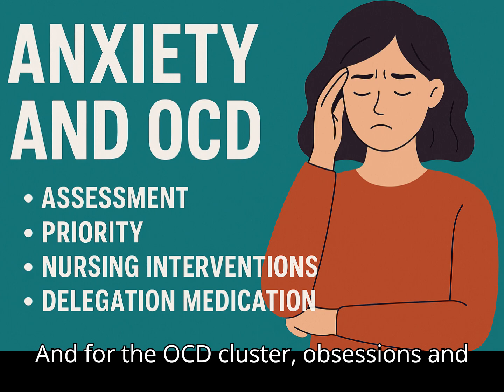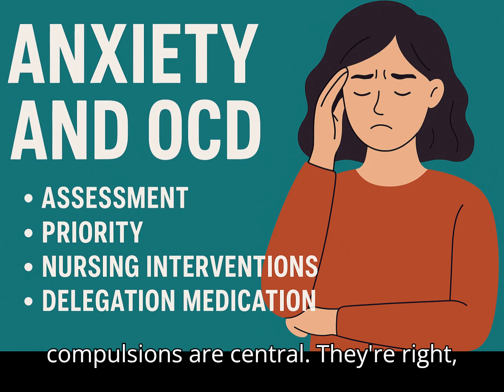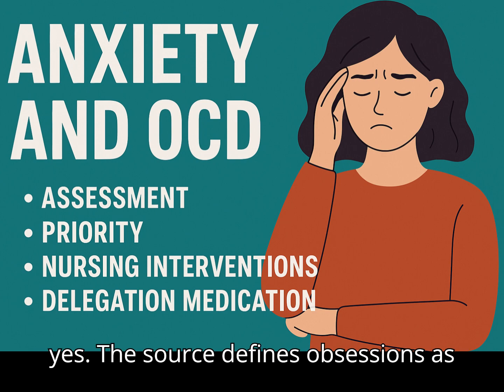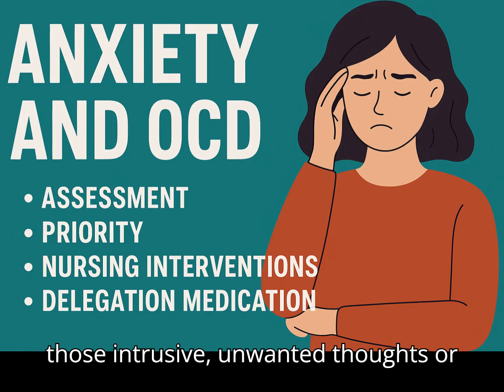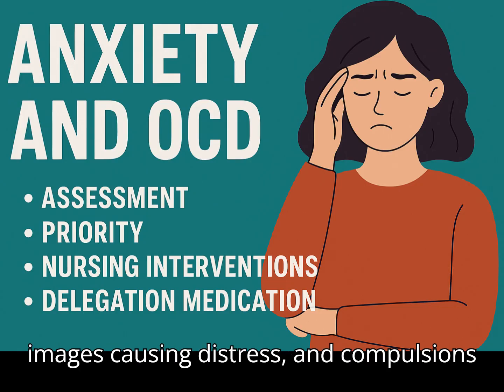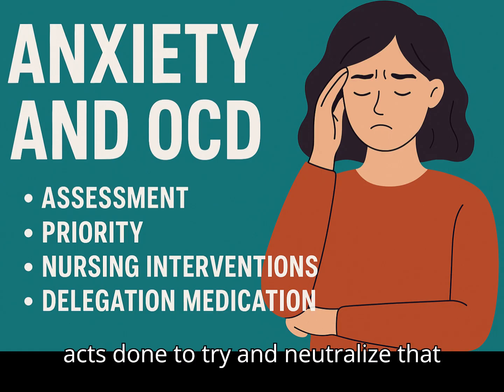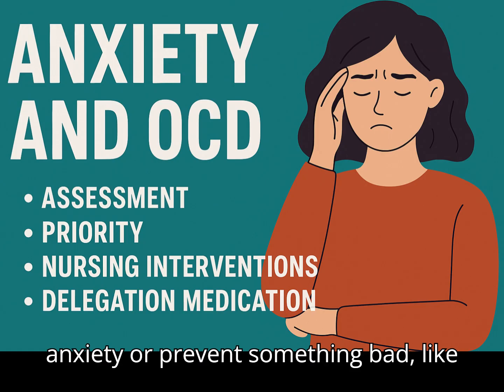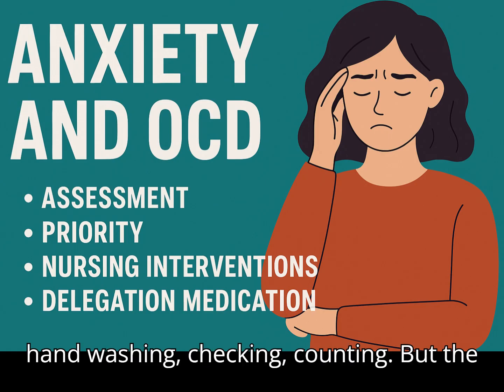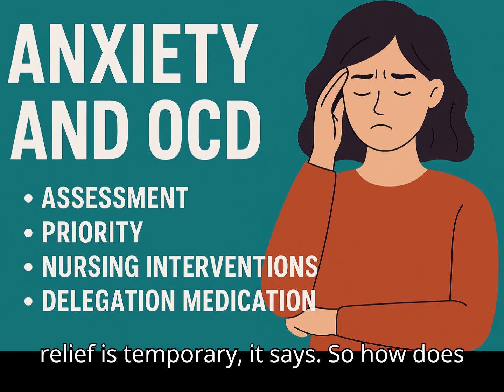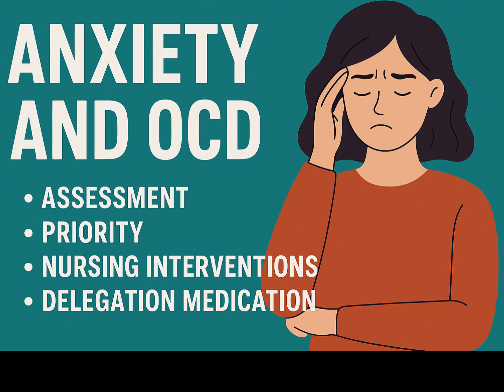Okay. And for the OCD cluster, obsessions and compulsions are central there, right? Yes. The source defines obsessions as those intrusive, unwanted thoughts or images causing distress. And compulsions are the repetitive behaviors or mental acts done to try and neutralize that anxiety or prevent something bad, like hand-washing, checking, counting. But the relief is temporary, it says. So how does that connect to safety and assessment, based on the guide?